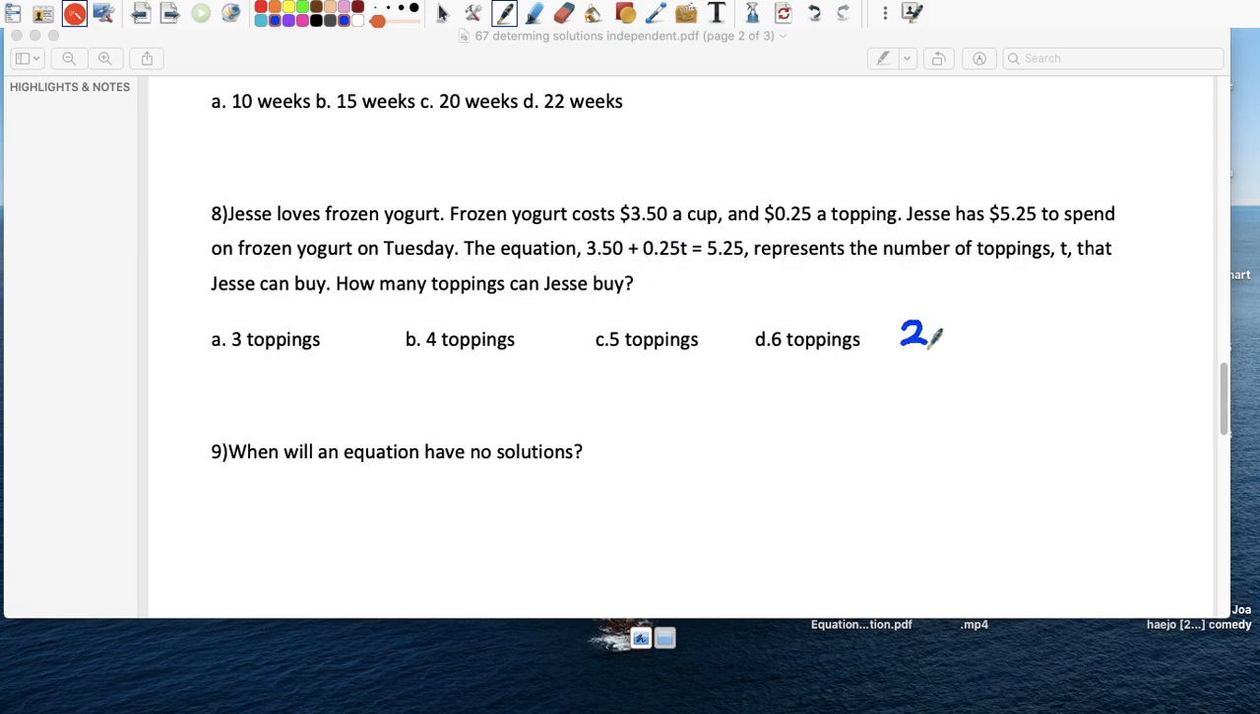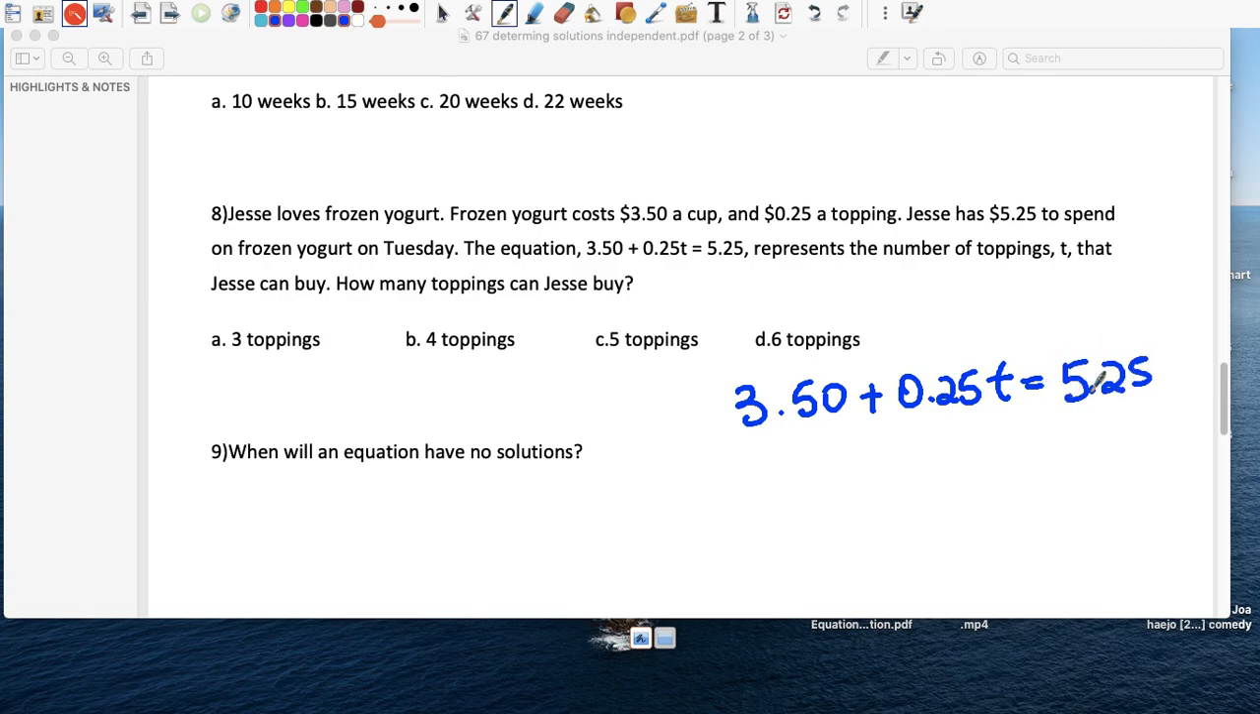So, let me write the equation. 3.50 plus 0.25 t, the toppings, equals 5.25.